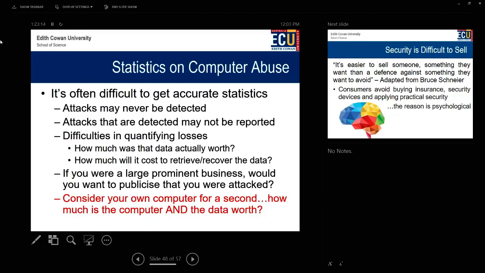And it is very difficult to understand the worth of data that has been compromised, because you can't answer this question. Consider your own computer for a second. What information does it contain, and how much are the computer and the data worth? There is no criteria to answer this question and arrive at the value of the data that has been compromised, or that may be compromised. So we can never get correct statistics on computer abuse. There are reasons listed here why we can't get them, and whatever the company or organization tells us, unfortunately, we have to resort to that.